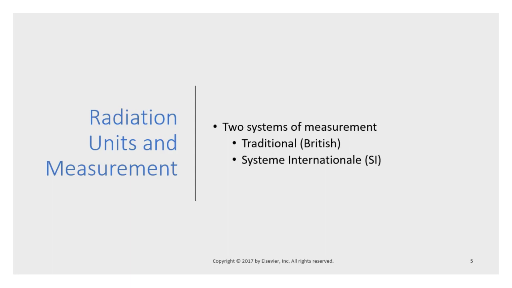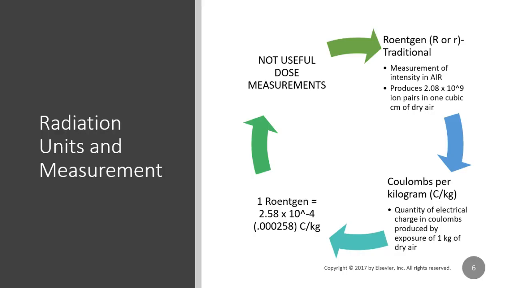So looking at radiation units and measurements, there's two different systems. There's the traditional and the SI units. So when we're talking about the traditional units, these are going away. So your national exam now only uses the SI units. So we're still going to talk about the traditional units because you still need to know. A lot of texts and textbooks still use the traditional units. They're getting better about using the SI units.